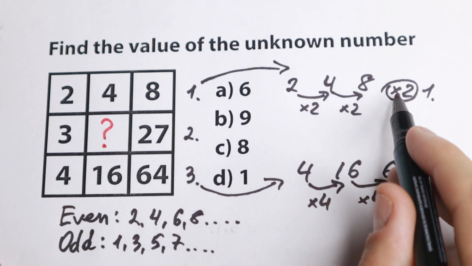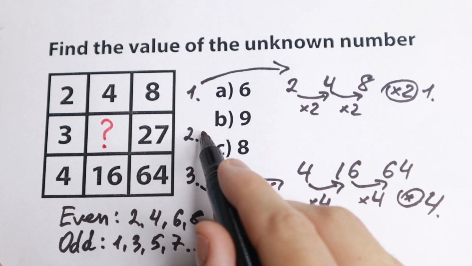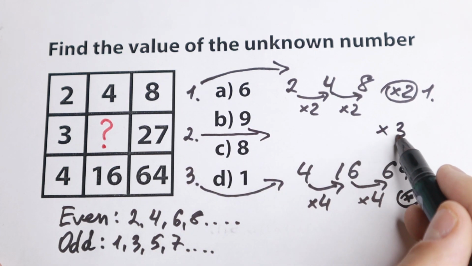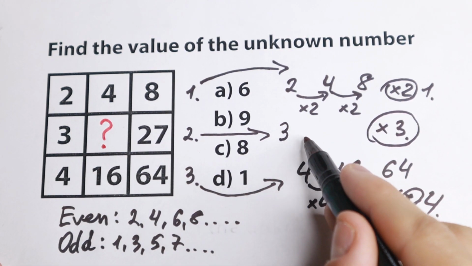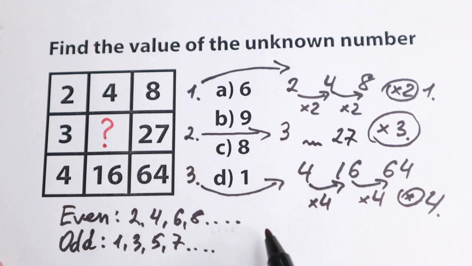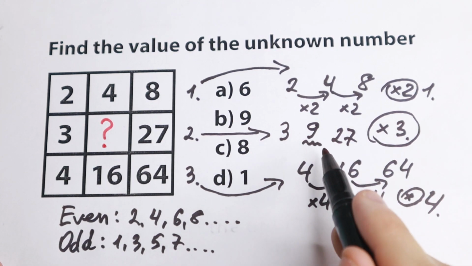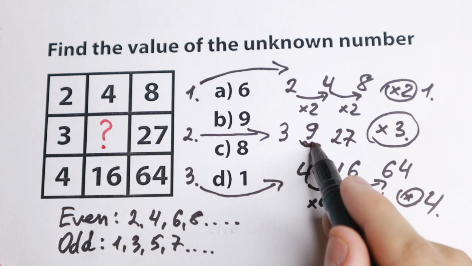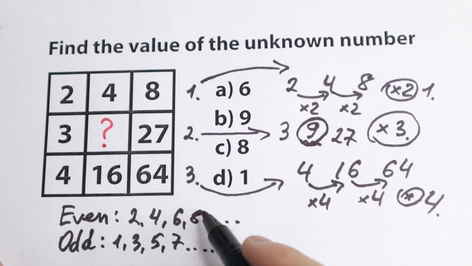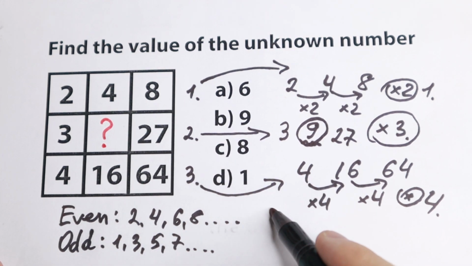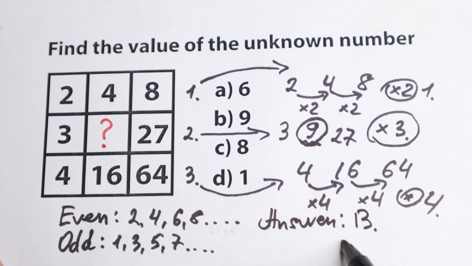Right here we multiply by 2, right here we multiply by 4. So it looks like in the middle row we need to multiply all numbers by 3. Let's check this logic. We have 3 and 27. If we have 3, right here we need to find this number, and we have 27. If we multiply this 3 by 3, we have 9. And this 9 times 3 will give 27. So our logic works, and we find our answer. If we look at the options, our 9 is option B, so our answer is option B, 9.